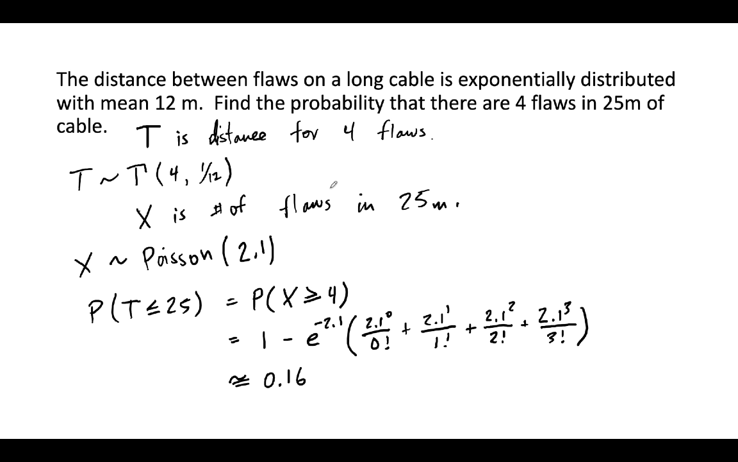Okay, so what I want to do now is I want to try to take this specific problem. So I estimated the answer with a calculator. It's about 16% probability that there'll be 4 flaws in 25 meters of cable. Okay, so let's try to generalize, so we can have a general equation just to solve any gamma distribution.